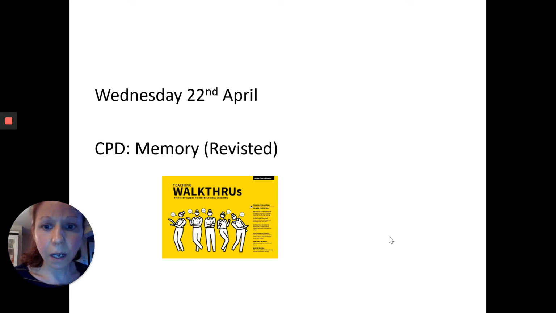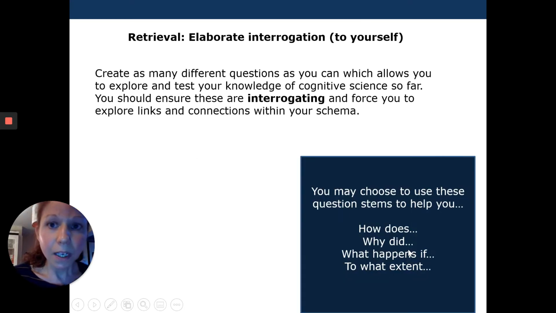So one of the first ideas that I have stolen from that book is this idea of elaborate interrogation, and I've heard quite a bit about this, but I've never thought about doing it this way before. In the past, I've always thought that elaborate interrogation was about the teacher's questioning technique, the questions that they ask, making sure they're asking questions which challenge the student's understanding and not just their recall of knowledge. But in the Walkthroughs book, they suggest a way of using it as a retrieval task. So this is what I'm going to suggest you might have a go at doing today as your retrieval task.